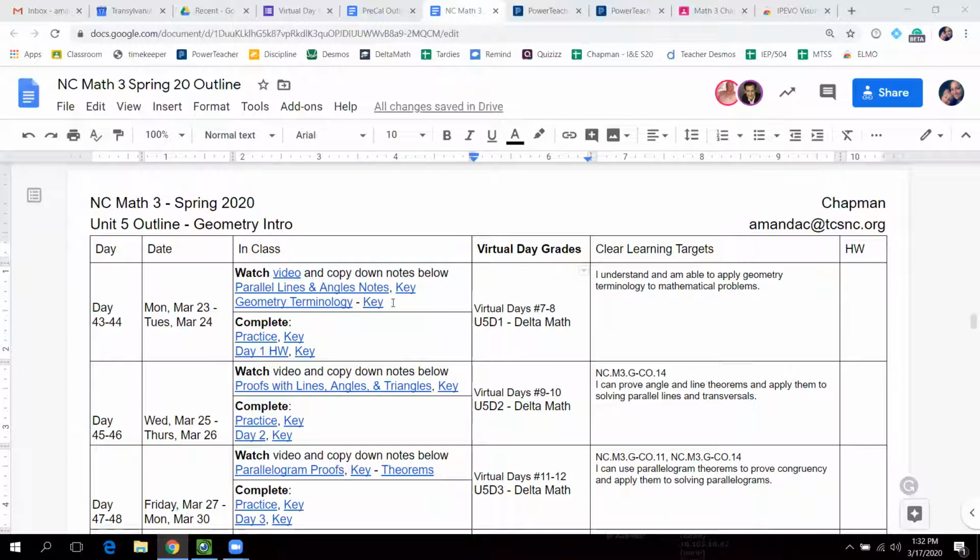There's a key right here. You don't even have to look up the definitions. You can just copy that down. That would be really helpful. You have your practice, and I have the key and your homework and the key for you. That is just for you. I'm not going to be taking that up.